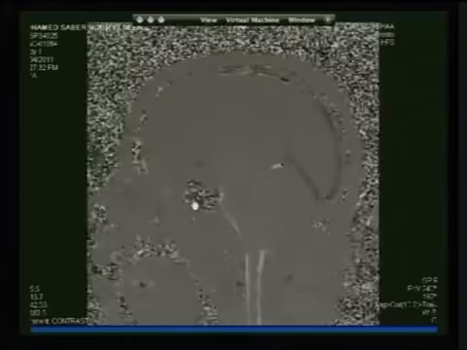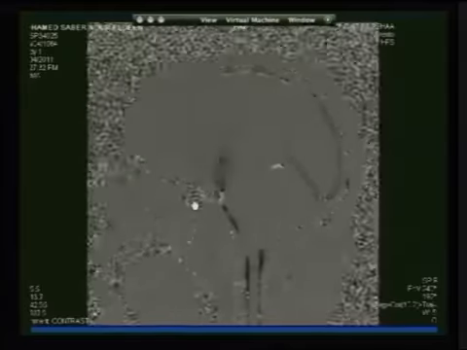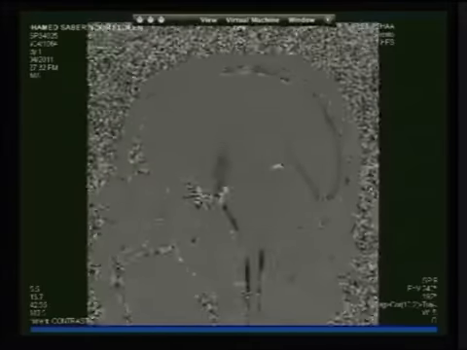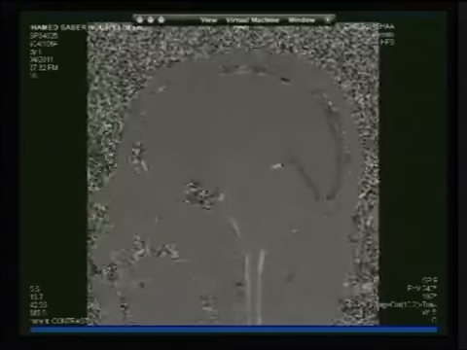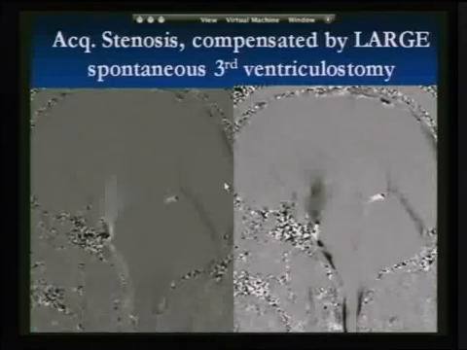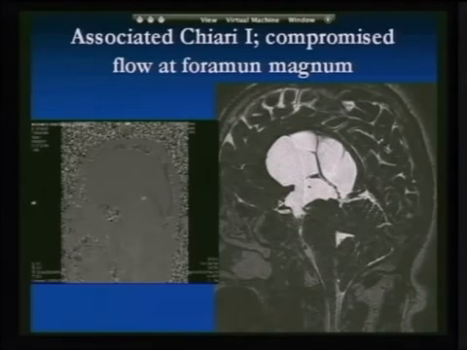On phase contrast, what do we see? The aqueduct is totally stenosed, and again there is a large pumping shunt, a spontaneous third ventriculostomy. So this is an aqueductal stenosis compensated by a large shunt. But still, why is the patient complaining? Why is the patient still having headache? Look, here is the answer.